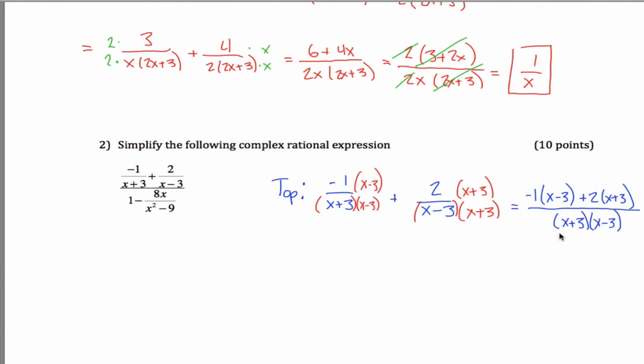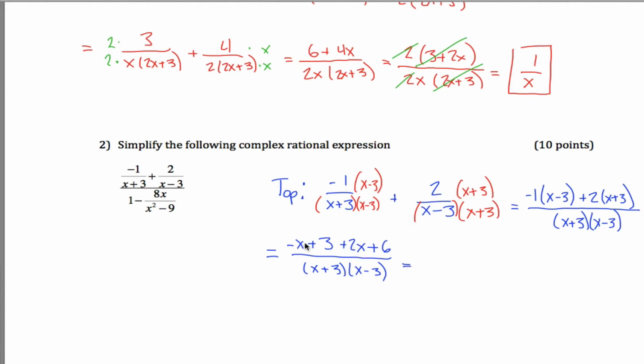Here, this is the top. I guess I can go a little bit further. I get rid of these parentheses by taking this negative 1 and distributing it through. That gives me negative x plus 3. And if I take this 2 and distribute it through, I'll get 2x plus 6. Get to here.